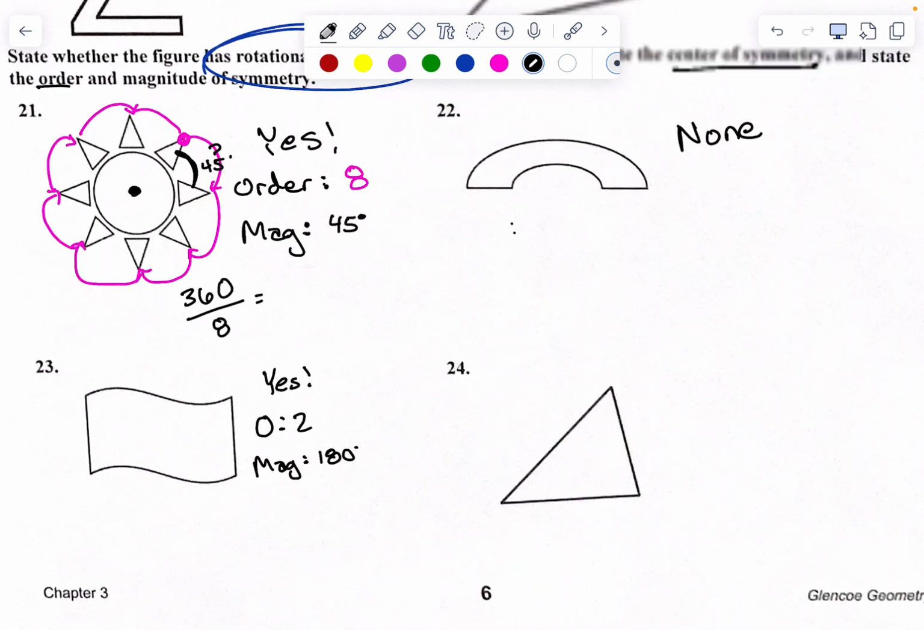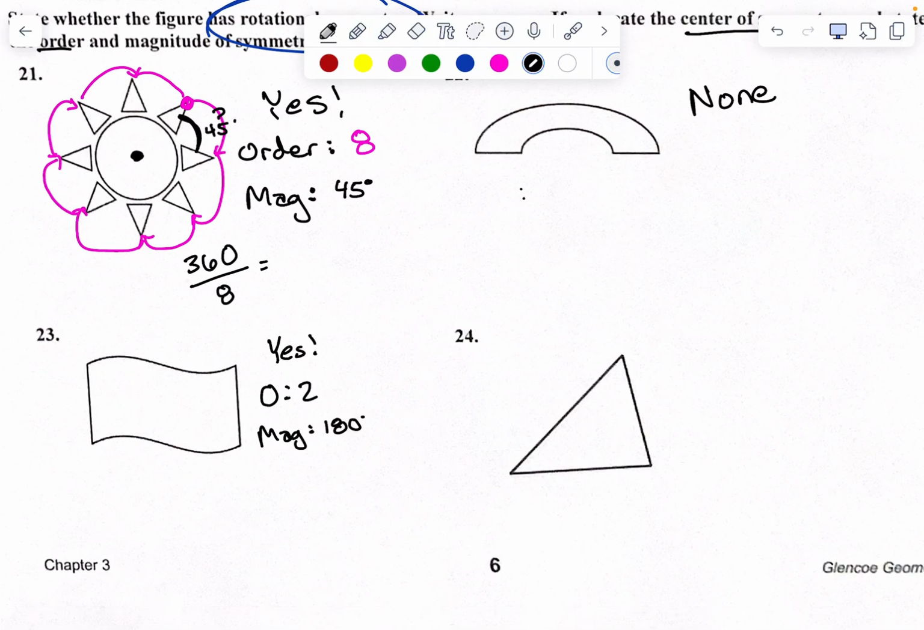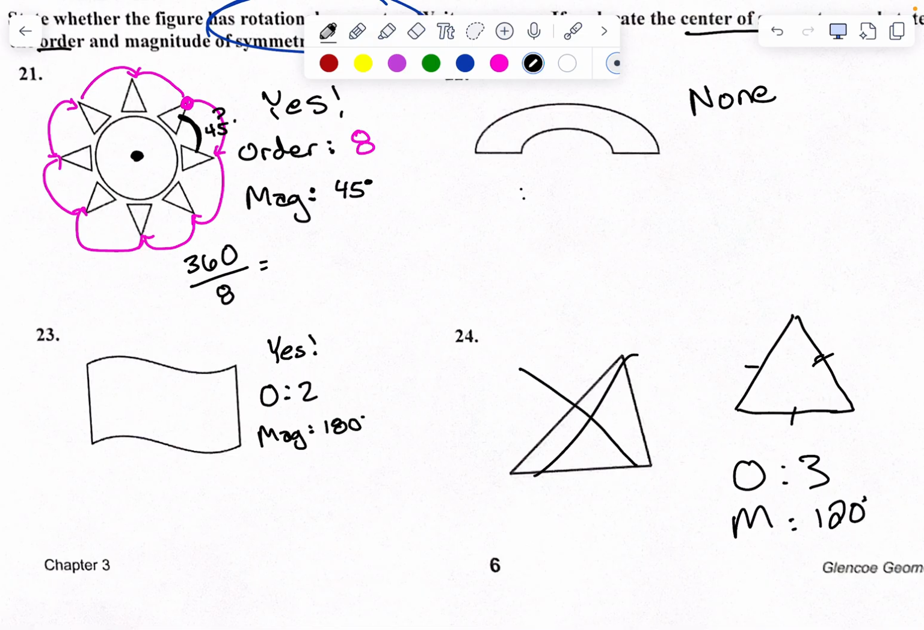24. Will he rotate? No. If he was an equilateral triangle, he would, but he's not. What if he is an equilateral triangle? He would have rotational symmetry. What would his order be? 3. What would his magnitude be? 120 degrees. If he was an equilateral triangle, but he is not, so this is none. 120, because I rotate him 3 times, and 360 is a full rotation. 360 divided by the order of 3 gives me 120.